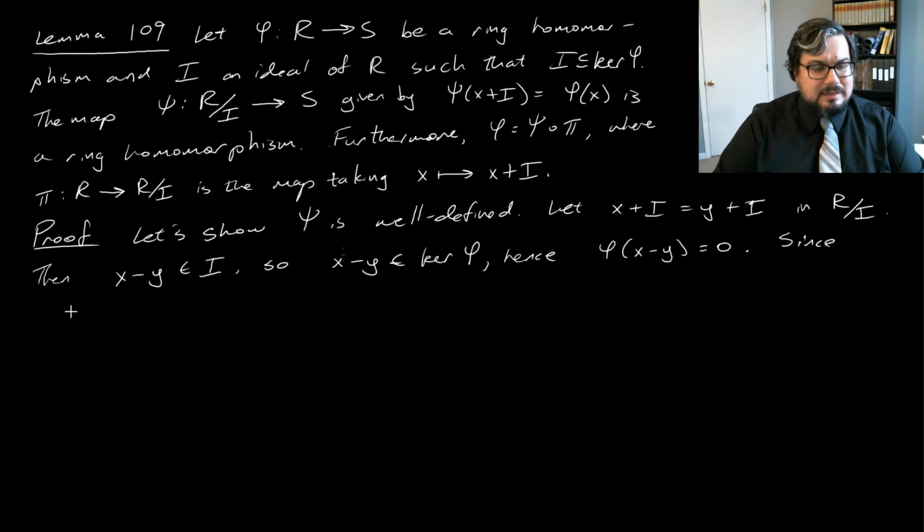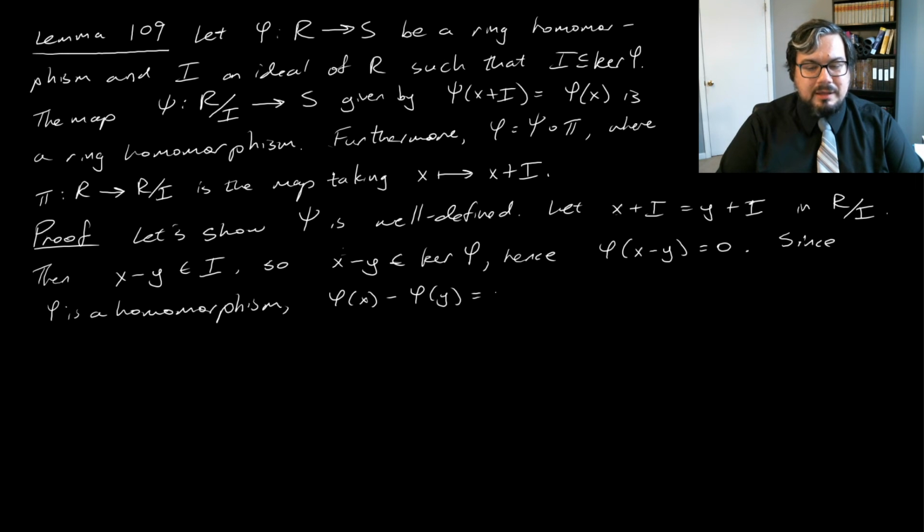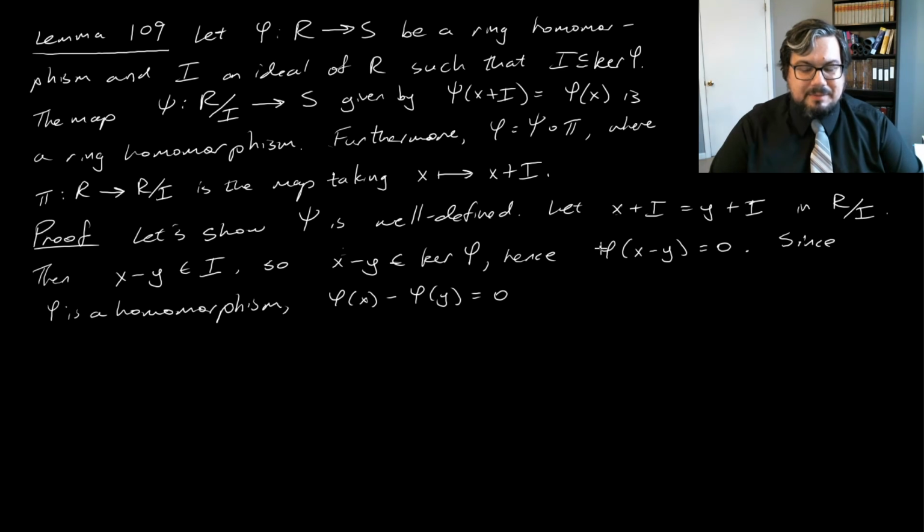But since phi is a homomorphism, that means that phi of x minus phi of y equals 0. Because phi is a homomorphism, it respects addition, which means it respects subtraction as well. And so phi of x minus y becomes phi of x minus phi of y. And so in particular, this means that phi of x equals phi of y.